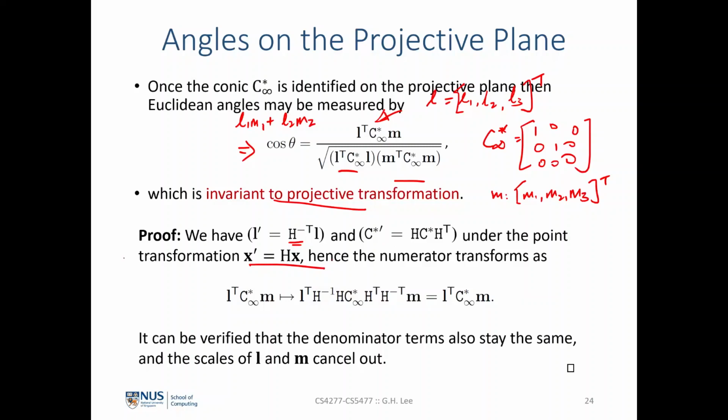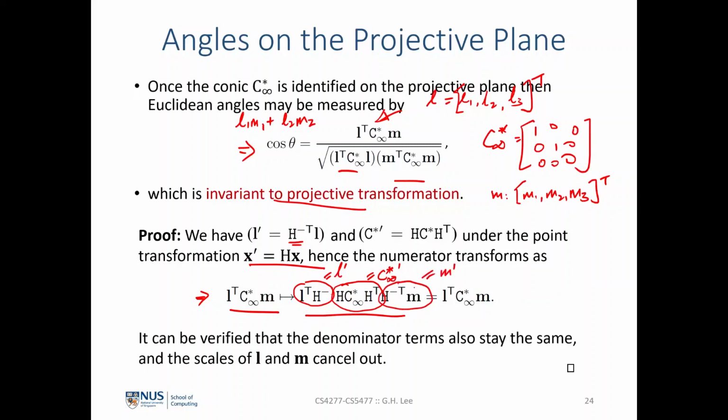And hence the numerator would transform into this form over here, where we are initially given L transpose C infinity star multiplied by M. After all these entities, L, C star, as well as M, undergo the transformation of H, we get this expression over here, where the first term would be equivalent to L prime, the second term would be equivalent to C star infinity prime in the transformed space, and the last term would be the transformation of M into M prime.